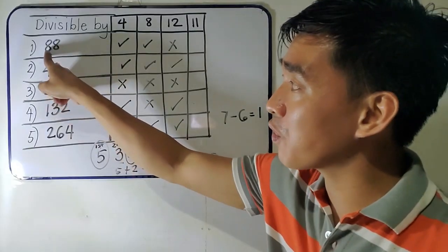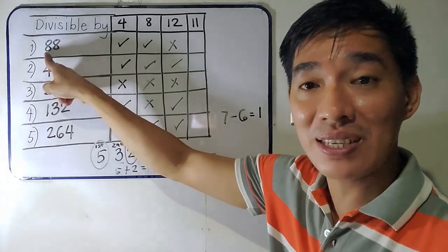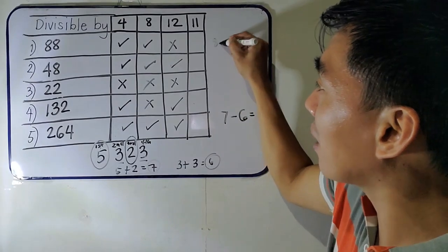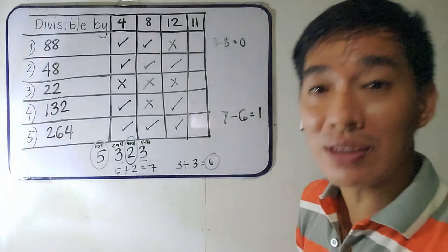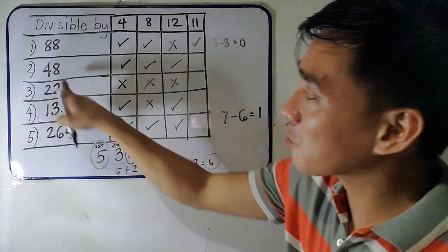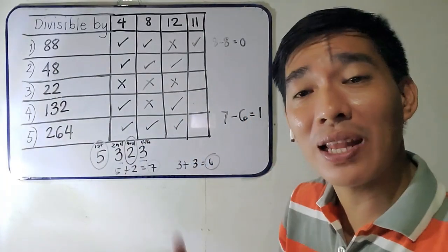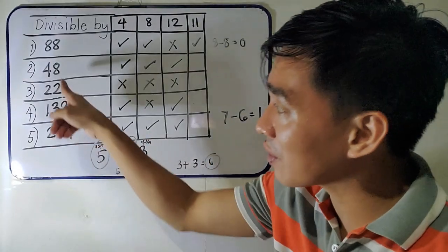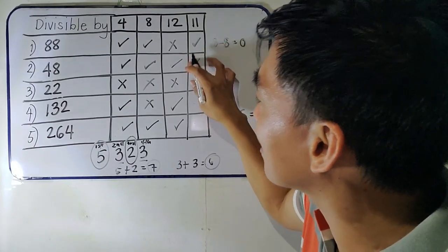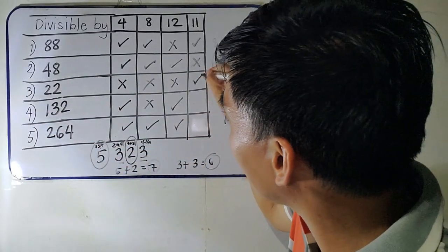So in this case, first is 8, second is 8. So the total of odd places is 8. The total of even places is also 8. So their difference is 8 minus 8. That's 0. So that's divisible by 11. Let's try 48. Of course, you could just simply skip count by 11. So 11, 22, 33, 44, it will not reach 48. So that's not divisible by 11. Let's try 22. Okay, that's divisible by 11. That's just easy.